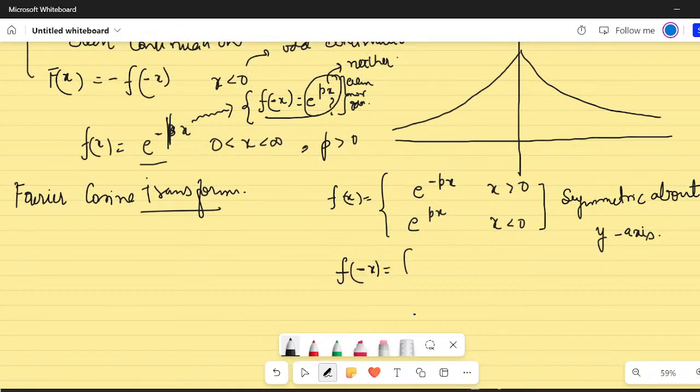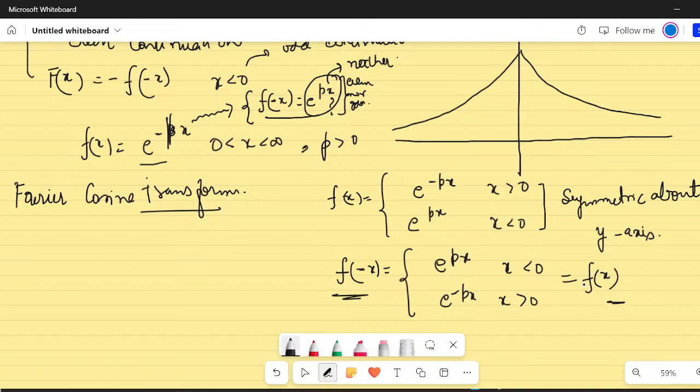If you do f of minus x, what will you get? You will get simply e to the power px if x is less than 0, that is, minus x greater than 0 would give you x less than 0, and it will give you e to the power minus px. Here you will get x greater than 0. This is equal to f of x clearly. So f of minus x gives you f of x.